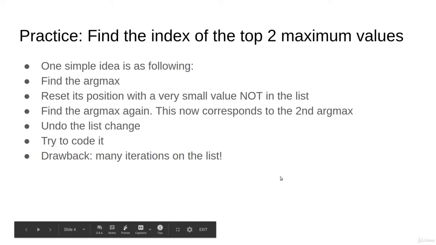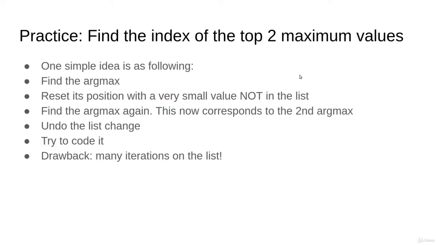Let's go back to our task. We would like to find the indices of the top two maximum values. There is a simple idea here. We will find the argmax, which gives us the index of the maximum value. We will then reset the value at that index with a value that is very small and doesn't exist in the list. After that, we will call argmax again to get the second argmax value.